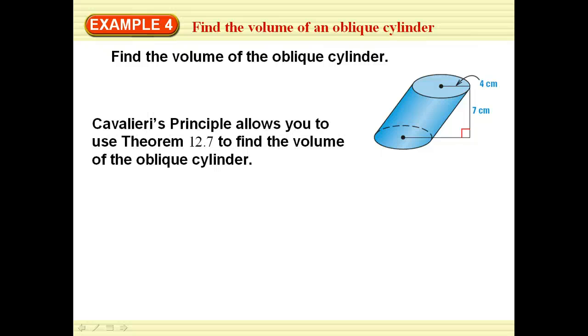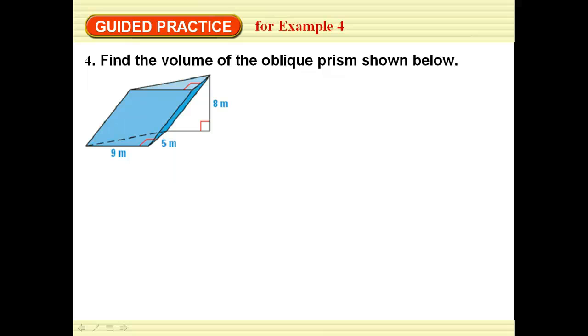I will find the area of the base, which is pi r squared, and multiply it times the height. So pi times 4 squared times 7 gives me 112 pi. So that is about 351.86 cubic centimeters.